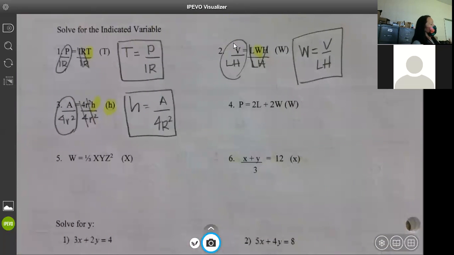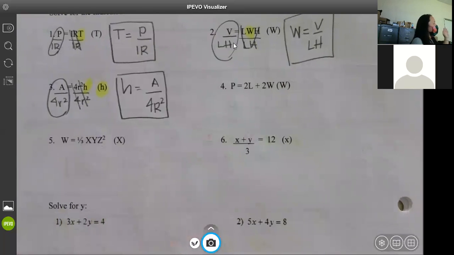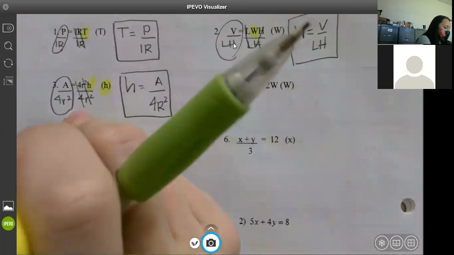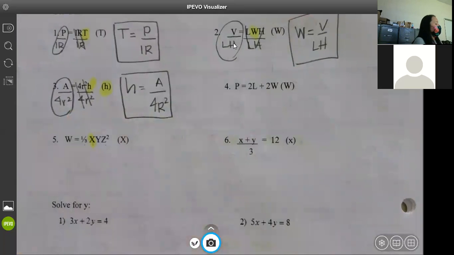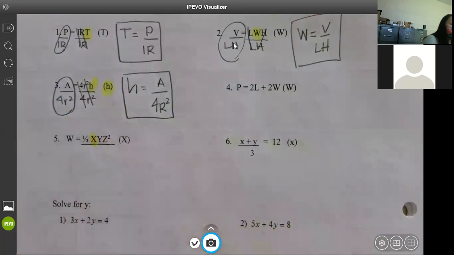I'm going to move down to number 5 because it looks exactly the same as those. Number 4 and number 6 are a little bit different. So I'm going to go to number 5. Even though we have the 1/3, we have an x, a y, a z squared. They're all side by side, which means what operation are we using? Multiply. We're trying to get the x by itself. So how do we get rid of a multiply? And what are the parts that we don't want?